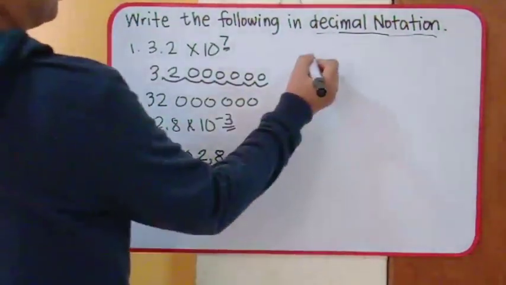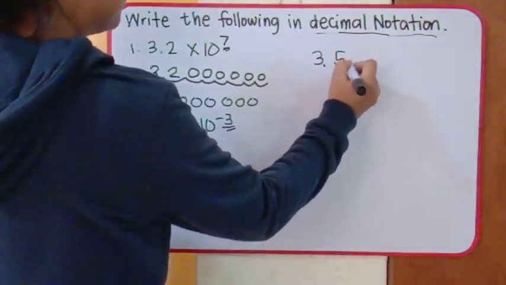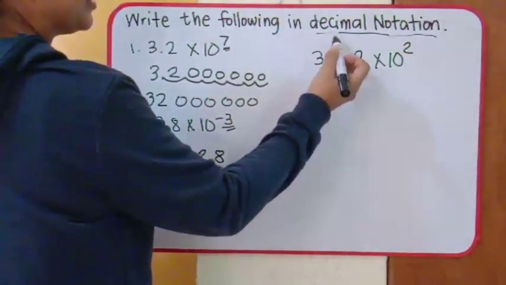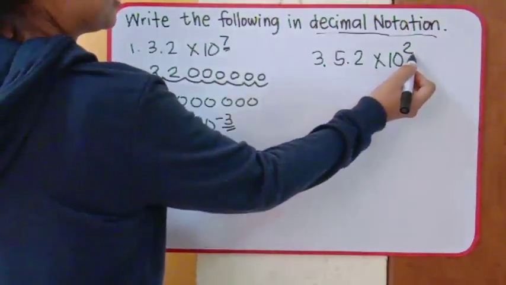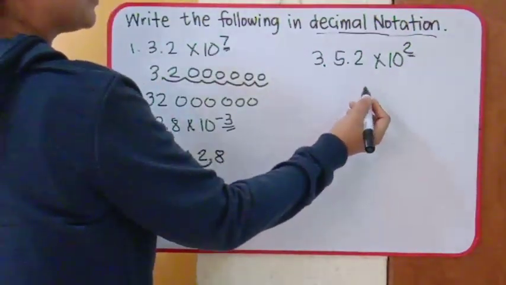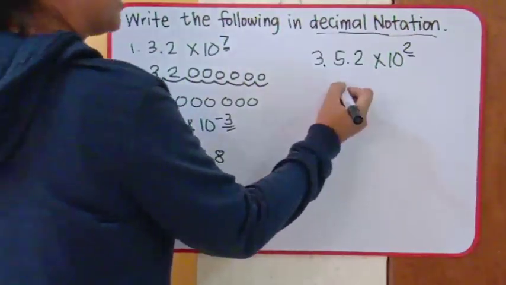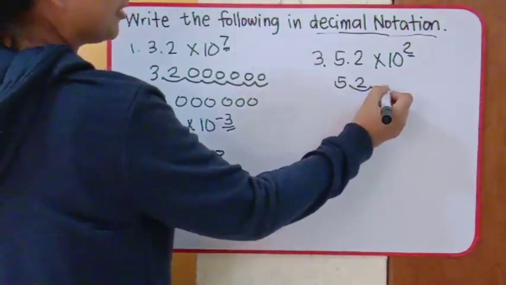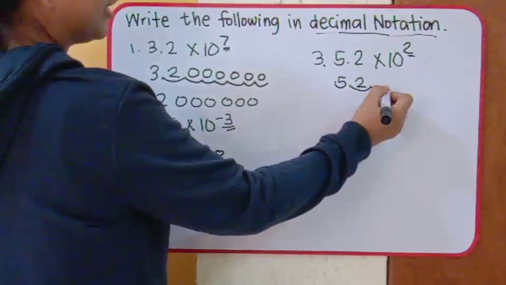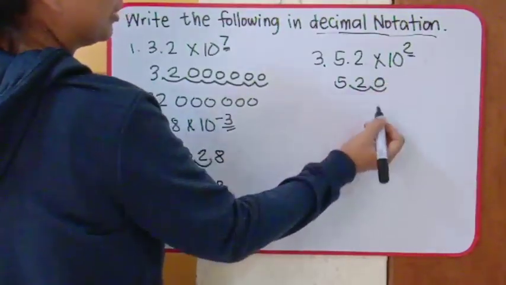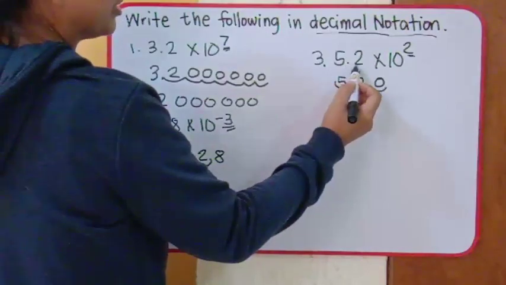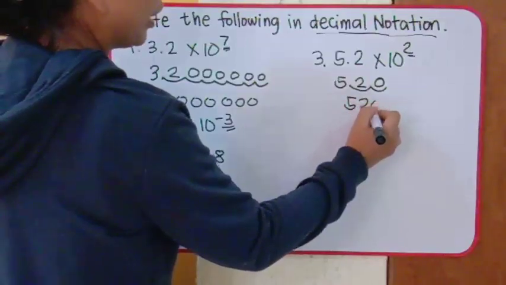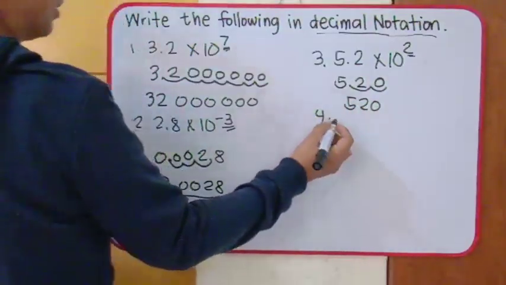Okay, let us have example number 3. So we are given here 5.2 times 10 raised to 2. Okay, so how are we going to rewrite it in decimal notation? So since we have here the exponent 2 positive, it means that the movement of the decimal point is to the right. So we have here 5.2, so 1, 2. So we will stop here because we already have 2 movements of the decimal point. So we just have to put 0 here. So the answer for 5 and 2/10 or 5.2 times 10 raised to 2 is 520.